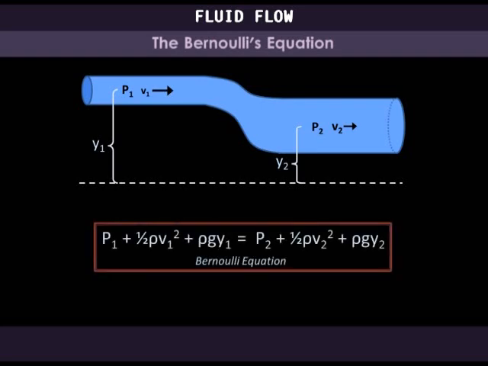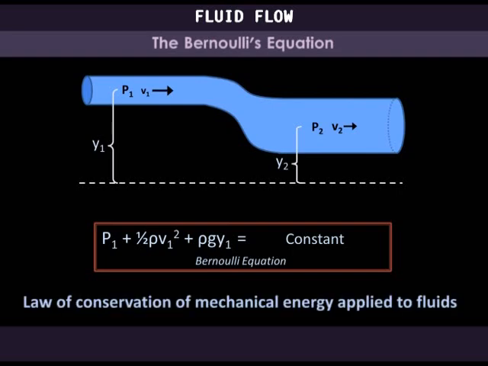This is Bernoulli's equation. The pressure at point 1 plus a half times density times velocity at point 1 squared plus density times g times height at point 1 must be equal to the sum of these same values at point 2. In other words, the sum is a constant. This equation may look a little complicated until you realize that just like the continuity equation is nothing more than the conservation of mass, the Bernoulli's principle is a law of the conservation of mechanical energy applied to fluids.